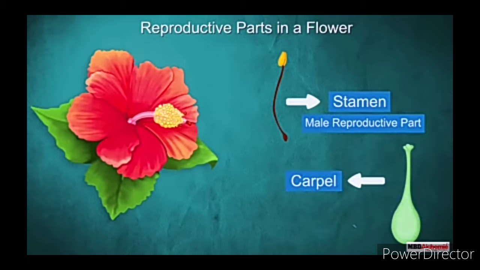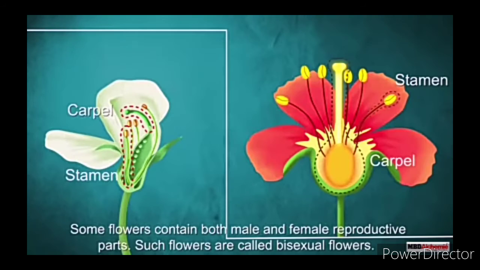So the reproductive parts are: the male reproductive part is the stamen, and in a group together it is the androecium. The female reproductive part is the carpel, and in a group together it is called the gynoecium.